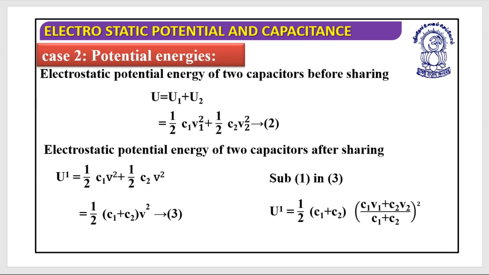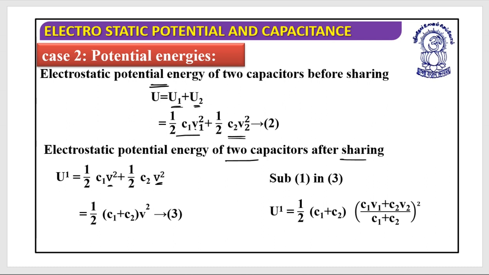Next, what is the potential energy? Let's first find the potential energy of the two capacitors before they are connected to each other. The initial energy was half C1 V1 square plus half C2 V2 square. Now once they have been connected, what is the potential energy after that? After that they reach a common potential, which I represent as V.